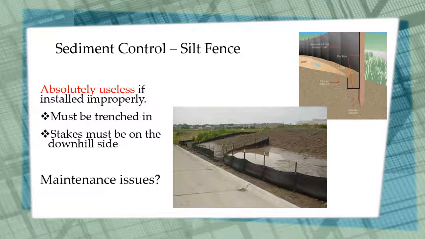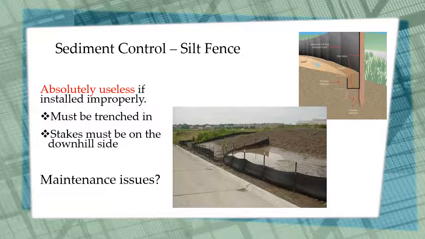Silt fence is absolutely useless if it's installed improperly. It must be trenched in as shown in this diagram to the right. The stakes have to be installed on the downhill side. Additionally, it must be maintained. As sediment builds up behind it, it must be cleaned out in order for it to continue to be effective.